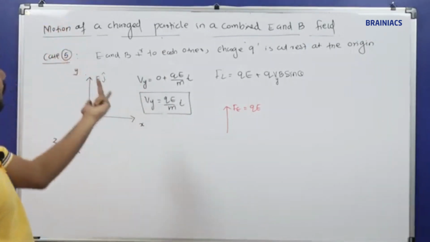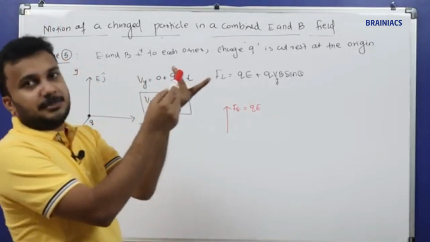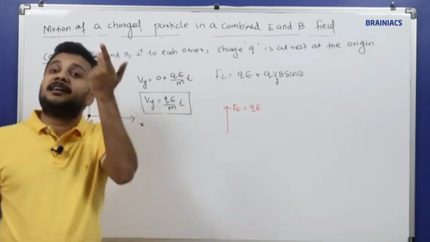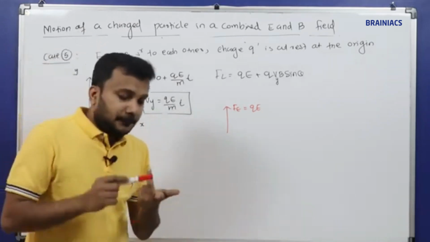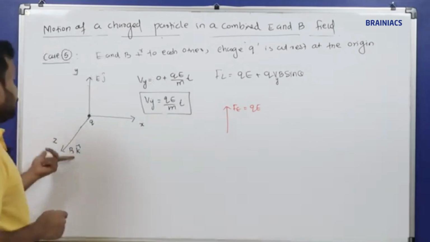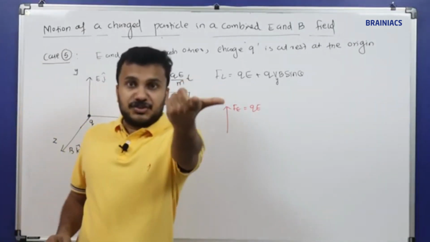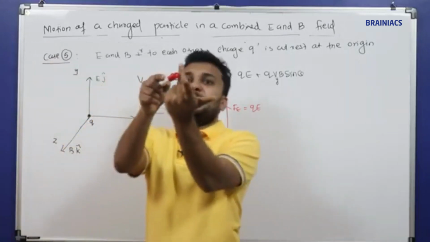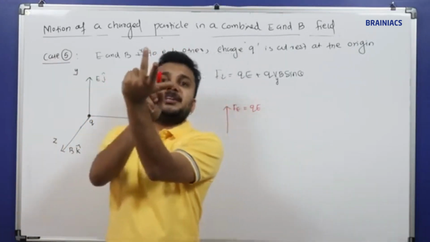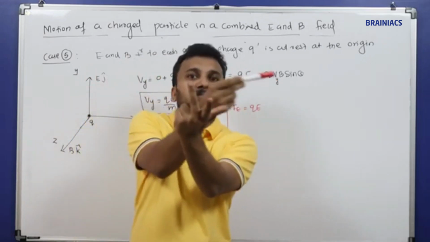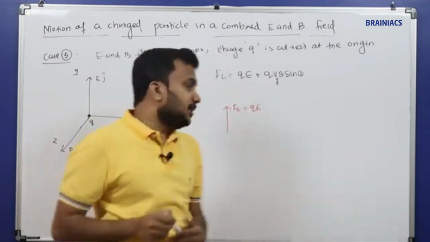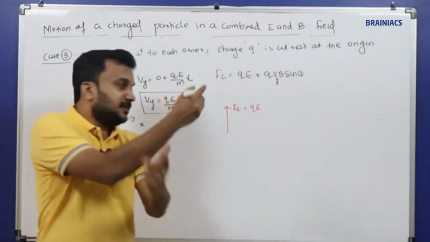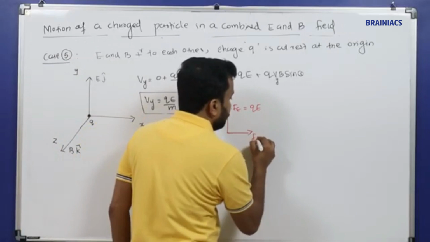In this direction. The middle finger represents the direction of velocity, and the forefinger represents the direction of the magnetic force. So the magnetic force is in the positive Z direction, towards you. My forefinger is towards you and the middle finger is going upwards. So the magnetic force will be here, Fb.